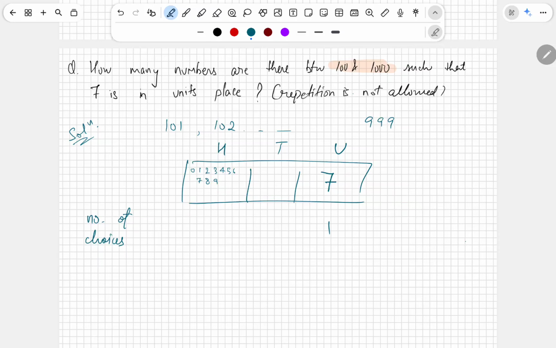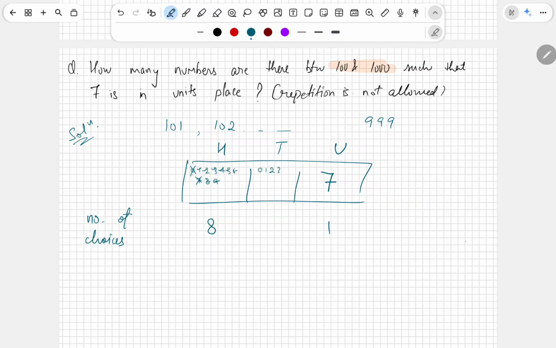Total I had 10 choices, but at the first place I cannot put 0, else it will become a 2-digit number. I cannot put 7 because it is already used. So out of 10, 2 digits are already used. So I am left with 8 choices: 1, 2, 3, 4, 5, 6, 7, 8. I have 8 choices. In the 10th place, how many total choices I had?